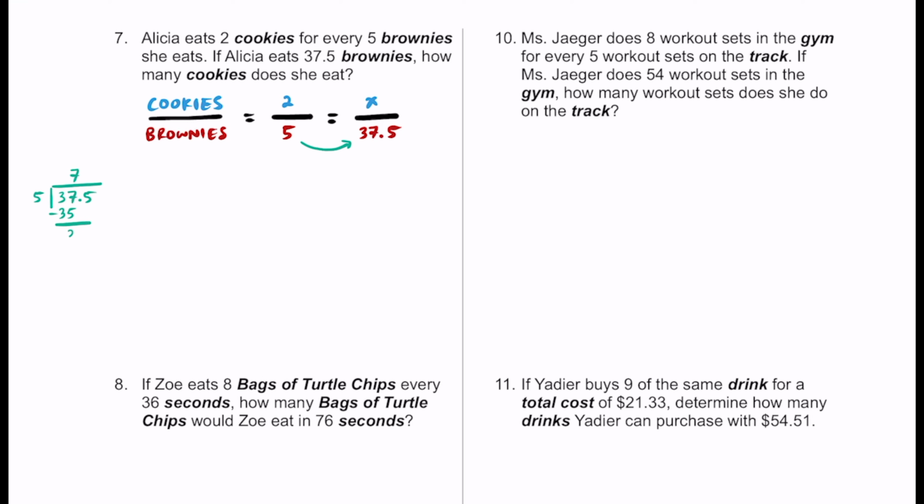Okay, so I'm going to go ahead and subtract, and then this is going to be a decimal here, 5 times 5, 25, and then we get a remainder of 0. Okay, so it looks like it's going to be 7.5 times more brownies. So we should have 7.5 times more of these cookies. Okay, now if we take this 7.5 and multiply it by 2, again, for this one, I'll go ahead and write it out, but if you don't need to, then don't worry about it. And so this is going to be 15.0, or just 15. So this would be x equals 15. So keeping this equivalent ratio, if Alicia is going to have 37.5 brownies, then she should have 15 whole cookies.